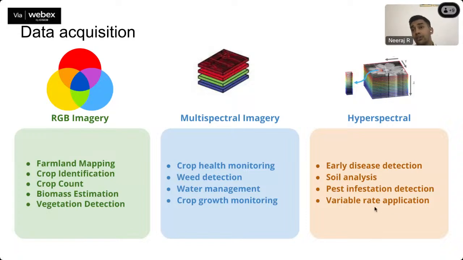And hyperspectral gives you significantly more number of bands, so you can actually look into soil analysis, right? That is something that is possible with hyperspectral, and there's a lot of research that is being done, a lot of libraries that are being created for soil analysis. Early disease detection is possible because you'll be capturing a lot of spectral signatures that you can correlate with any of these diseases or pest infestation, right?